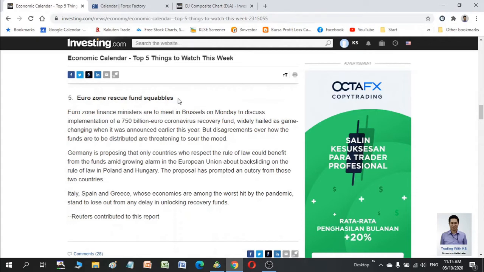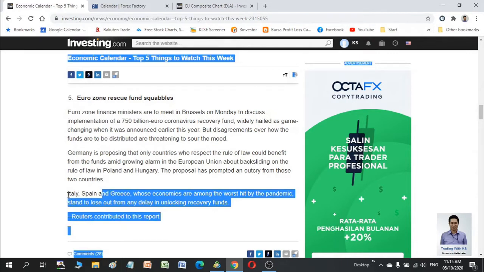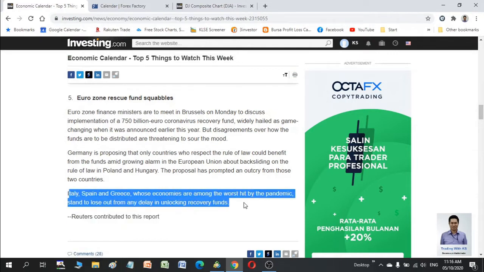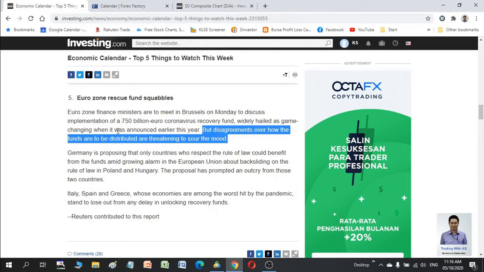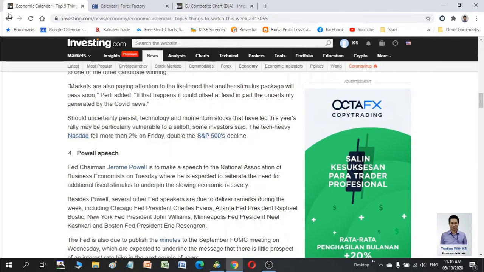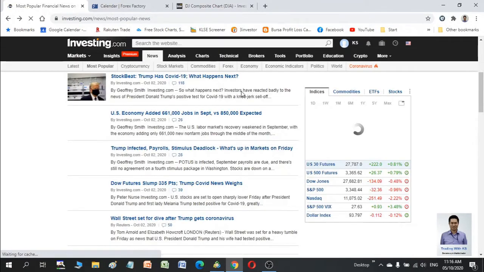Then you've got a Eurozone rescue fund. I think the rescue fund for now is still in dispute. Italy, Spain and Greece are the worst hit by the pandemic, so you see disagreement on how the fund is to be distributed. They are still debating who gets the fund, so this might still take some time. So these are the five things coming into this week that you should know.